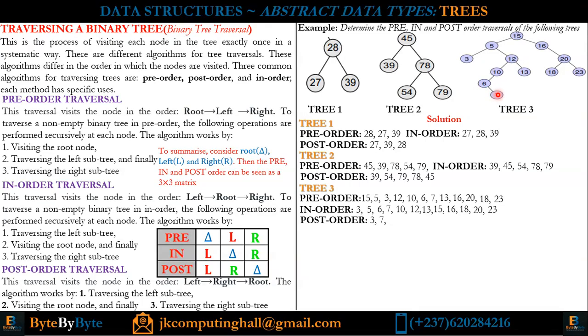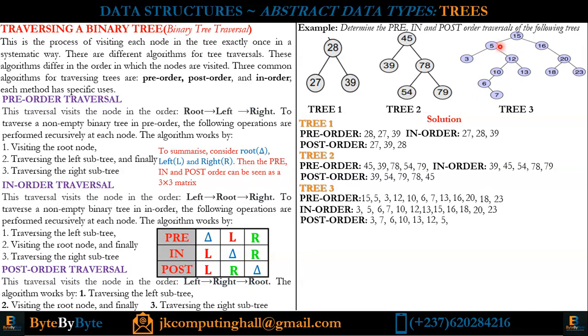Left, right, I move to the root, which is 6. All this was the left of 10. There is no right, so I move to the root, which is 10. All this was the left of 12. After the left, I take the right, which is 13. Left, right, then root, which is 12. All this was the left of 5. So I did the left, I did the right. Now it is the root, which is 5.